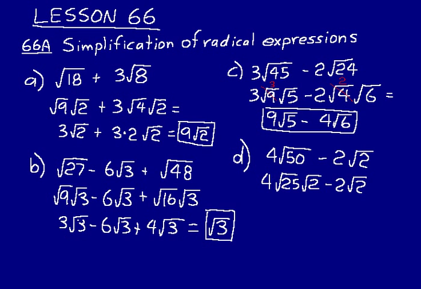And then we can simplify the term on the left. 4 times the square root of 25 is the same thing as 4 times 5, so that would be 20 times the square root of 2 minus 2 times the square root of 2. And we have like terms there. They both have a square root of 2 in them, so that would give us 18 times the square root of 2.